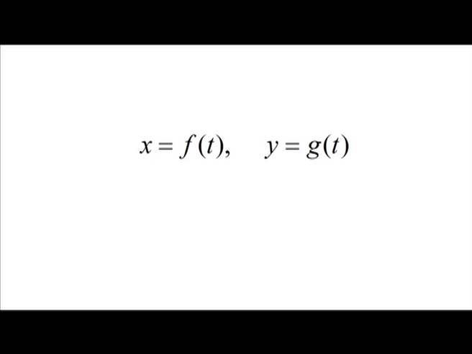An alternative approach is to describe x and y separately in terms of a third parameter, usually t. This is as follows. If x and y are given as continuous functions, x is equal to f of t and y is equal to g of t, over an interval of t values, then the set of points (x, y) is equal to (f of t, g of t) defined by these equations is a curve in the coordinate plane. These equations are called parametric equations for the curve.